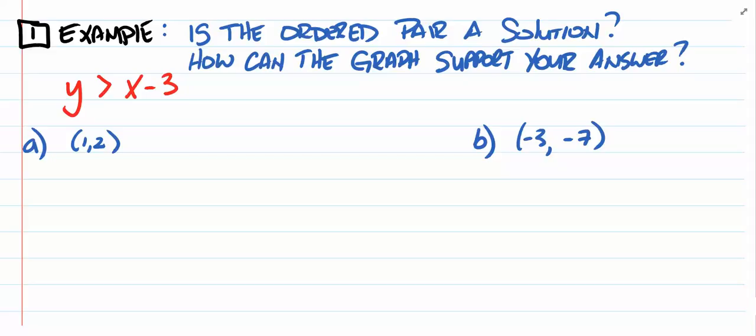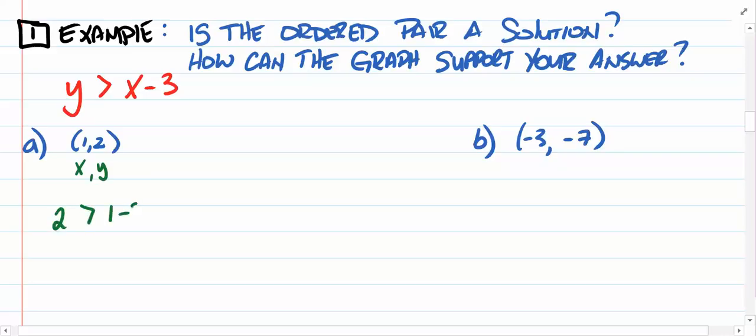It says, is the ordered pair a solution to the linear inequality? How can the graph support your answer? Well, we do exactly what you think you would do here. So I have an ordered pair 1, 2. The 1 represents the x and the 2 represents the y. So I'm going to substitute back into the inequality and see. Is 2 greater than 1 minus 3? 1 minus 3 is negative 2. Is this a true statement or a false statement? Well, this would be a true statement because 2 is bigger than negative 2.